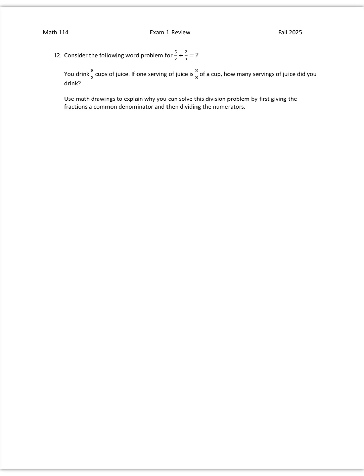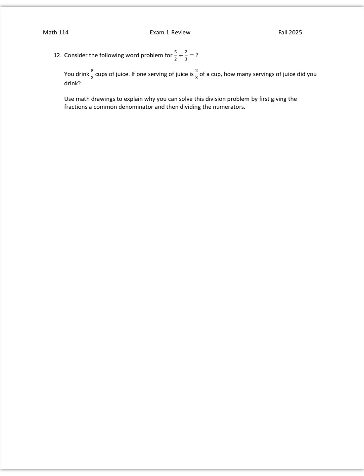Consider the following word problem for 5/2 divided by 2/3 equals what? You drink 5/2 cups of juice. If one serving of juice is 2/3 of a cup, how many servings of juice did you drink? Use math drawings to explain why you can solve this division problem by first giving the fractions a common denominator and then dividing the numerators.